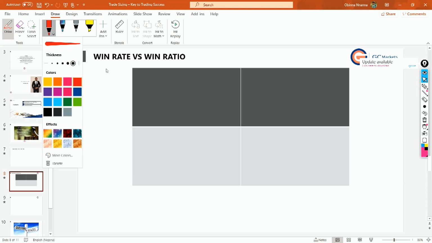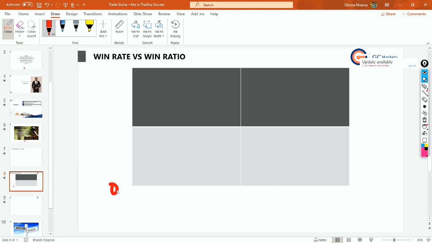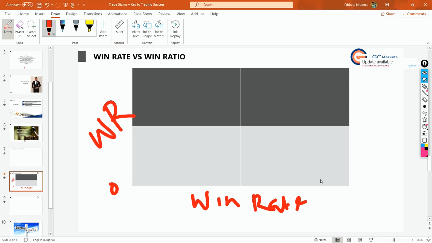So let me call this 0, and let me call this win rates, right? And then let me call this win ratio. So I'll just write WR, right? Now, so you have win rate versus win ratio. At the top here you have, let's say 100, or you have high. So low, high. So this is going to be high. This is also high. So forgive my drawing or my writing.